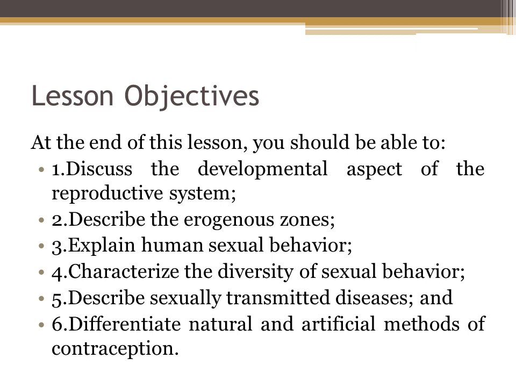Now, the lesson objectives of this chapter. At the end of this lesson, you should be able to, first, discuss the developmental aspect of the reproductive system. 2. Describe the erogenous zones. 3. Explain human sexual behavior. 4. Characterize the diversity of sexual behavior. 5. Describe sexually transmitted diseases. And 6. Differentiate natural and artificial methods of contraception.